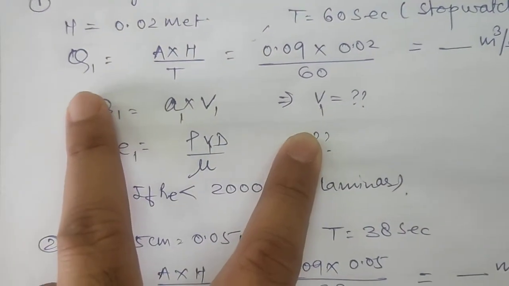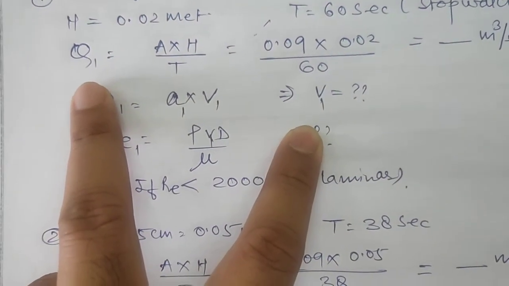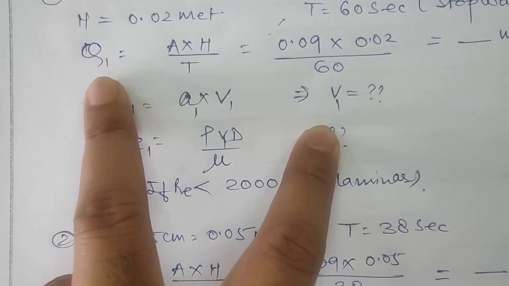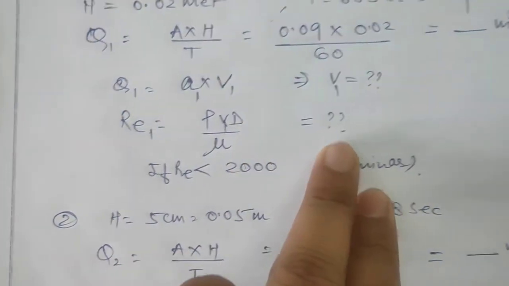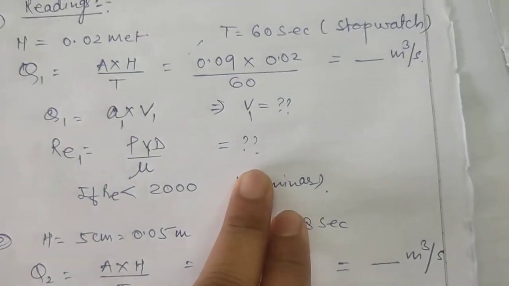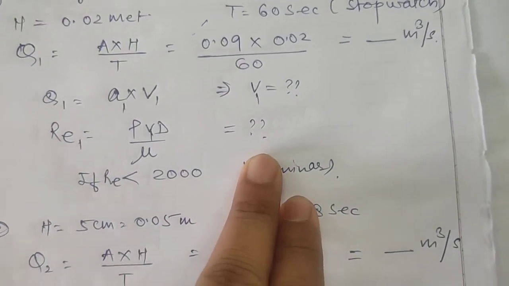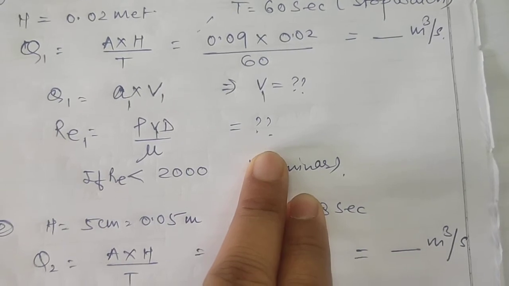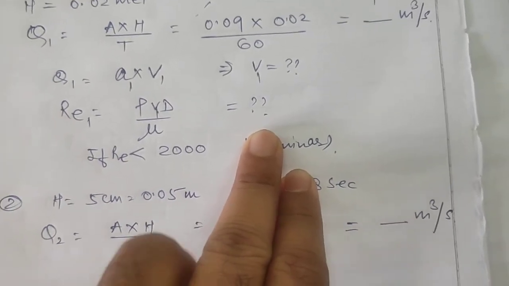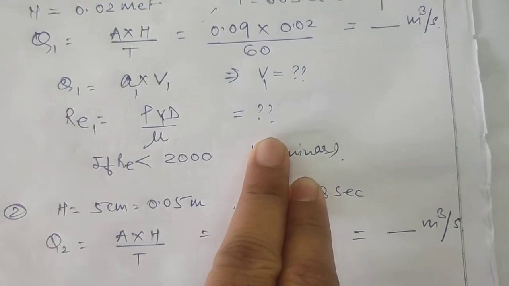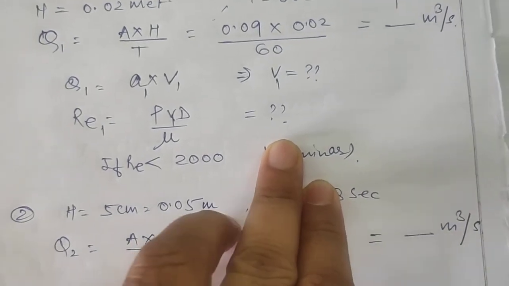If H and T are known, then we can calculate the actual discharge for this reading, that is denoted by Q1. So it is the first reading, so it is denoted by Q1. Q1 equals area into height divided by time. Calculate this value, and this value will be in meter cube per second, because we have converted the area in meter square, the height in meter, and time in second.